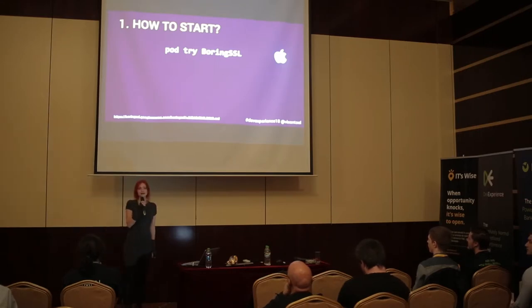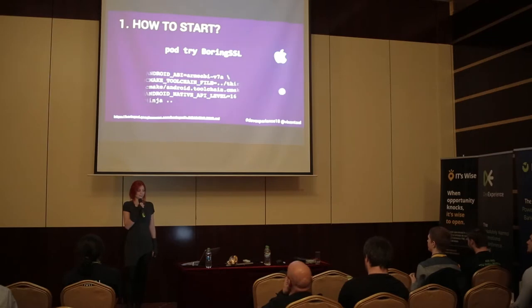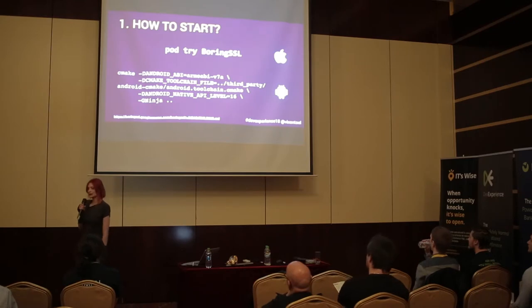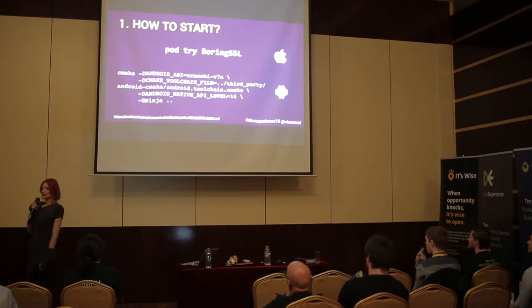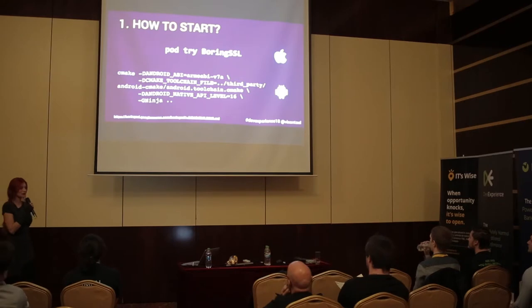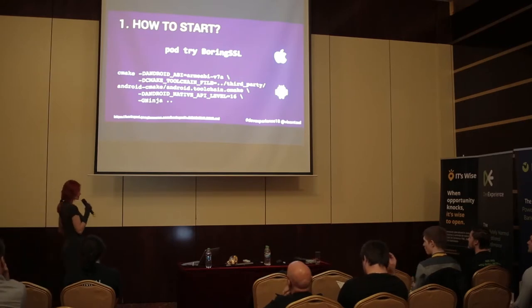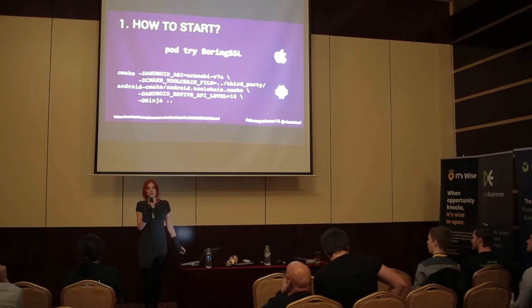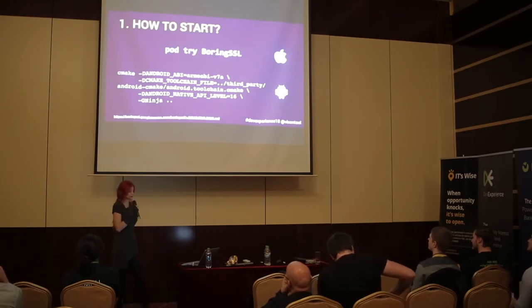How do you think it looks for Android? This is just the first command. For Android, you need to compile BoringSSL separately for each architecture. Then you need to take these compiled binaries and put them together in a fat binary, and then you should make up your own example project. And it's just the first command you run into if you want to use BoringSSL on Android.